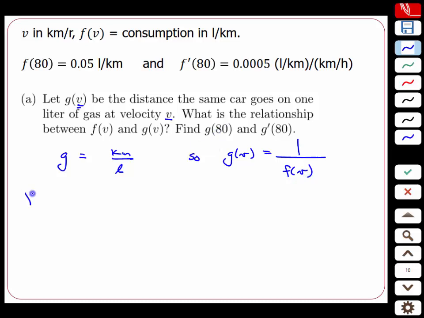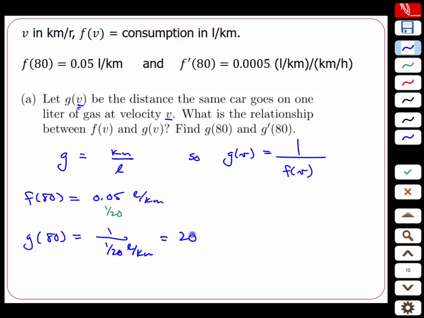For example, since f at 80 is equal to 0.05 liters per kilometer, or 1/20th of a liter is what it takes per kilometer of distance. G of 80, so if we're traveling at 80 kilometers an hour again, but we want to look at it the other way around, we're going to end up with 20 kilometers per liter. And some people like this expression. This is kind of like the miles per gallon unit used in the States. How far do I go for each liter of gas that I have? Again, conditional on going at 80 kilometers per hour.